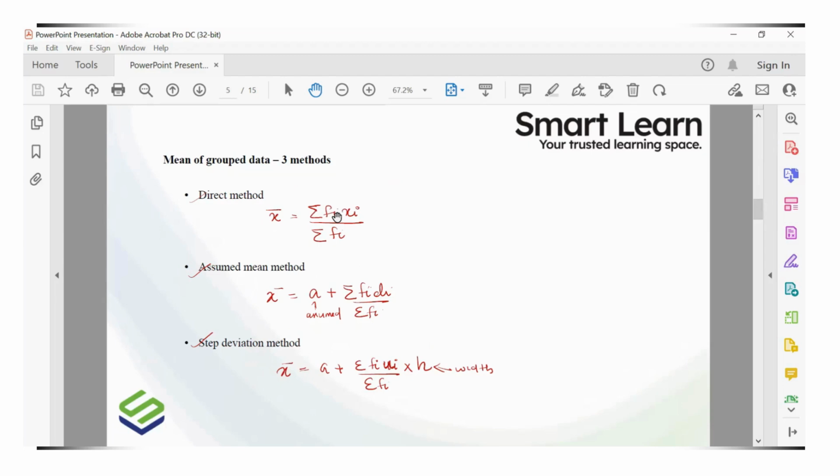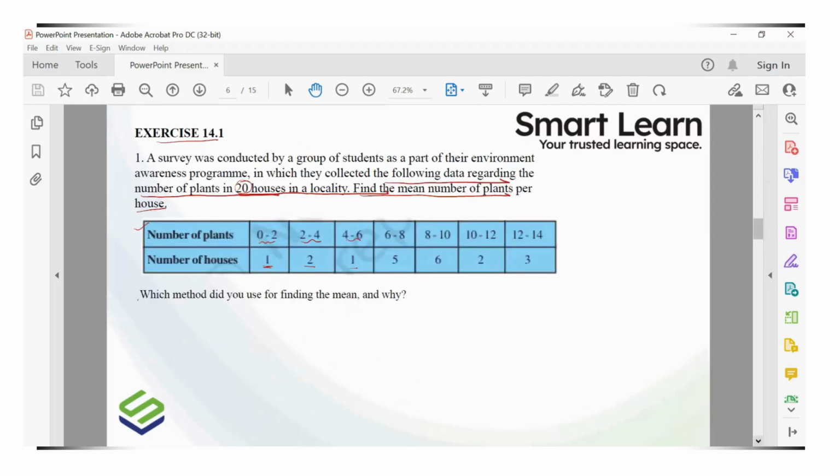Direct method means the formula is sigma fi xi by sigma fi. Sigma means summation, children. We will draw a table. In that, the fi xi column is there, so we will add all the elements. That is sigma fi xi. Sigma fi is the sum of the observations. Assumed mean method means x bar is a plus sigma fi di by sigma fi. Step deviation means x bar is a plus sigma fi ui by sigma fi into h, where h is the width.